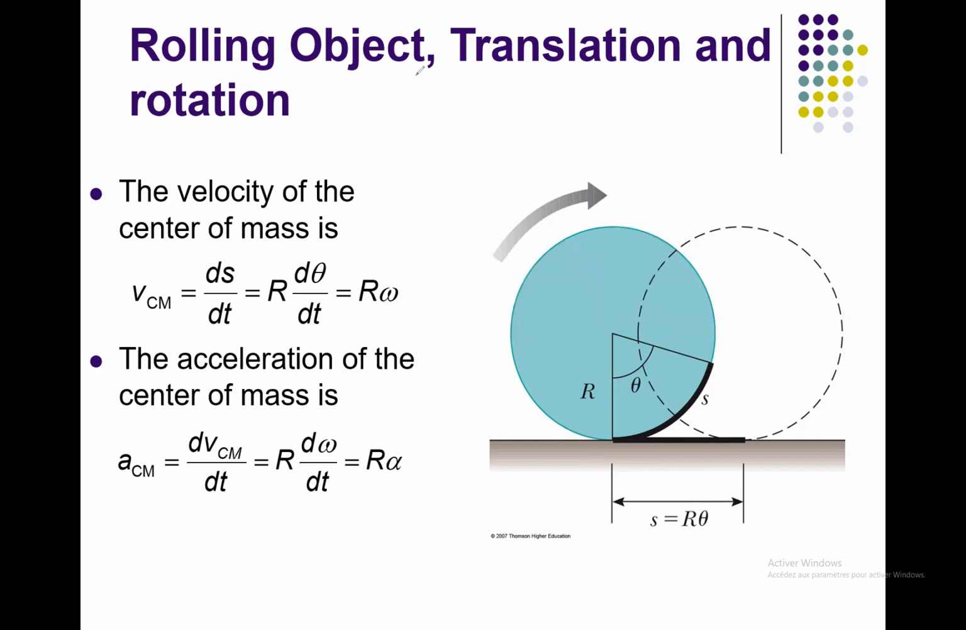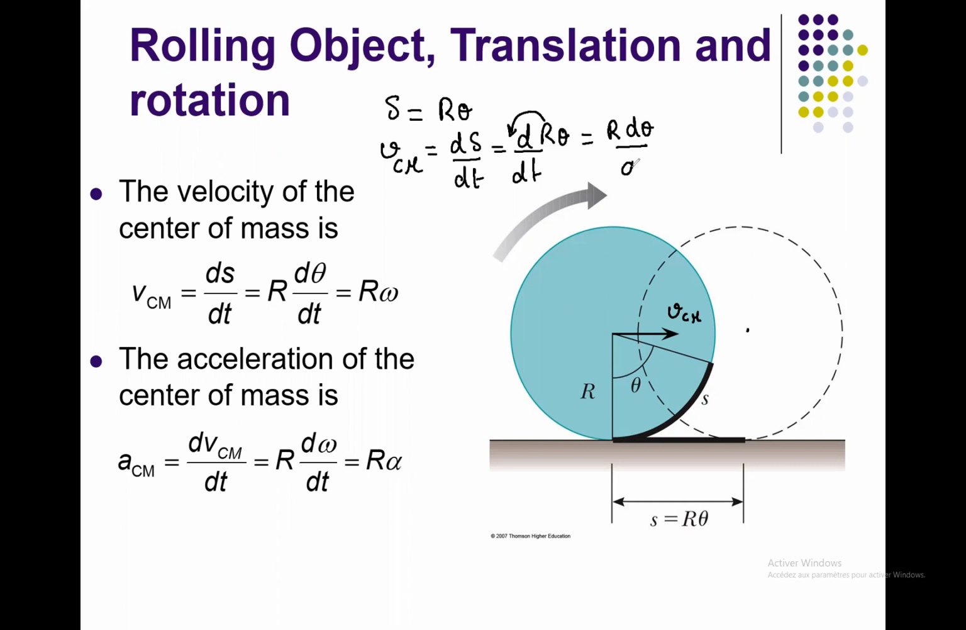We can say simply that the center of mass will move with a certain velocity, V of the center of mass, from this point to this point. S, the total distance, equals R times theta. V of the center of mass equals dS divided by dt, which equals d by dt of R times theta. During the motion, R is constant, so you can take it out of the derivative. We get R d theta divided by dt. And you know d theta by dt equals omega.